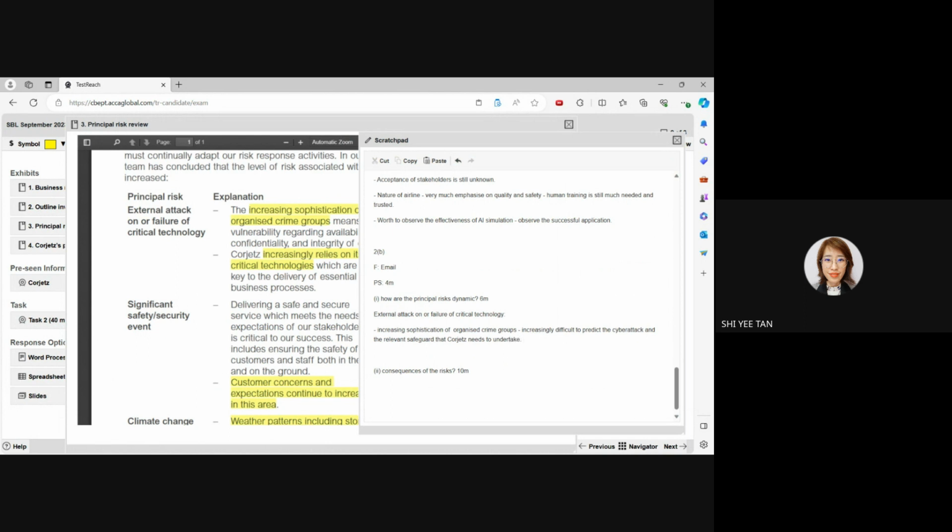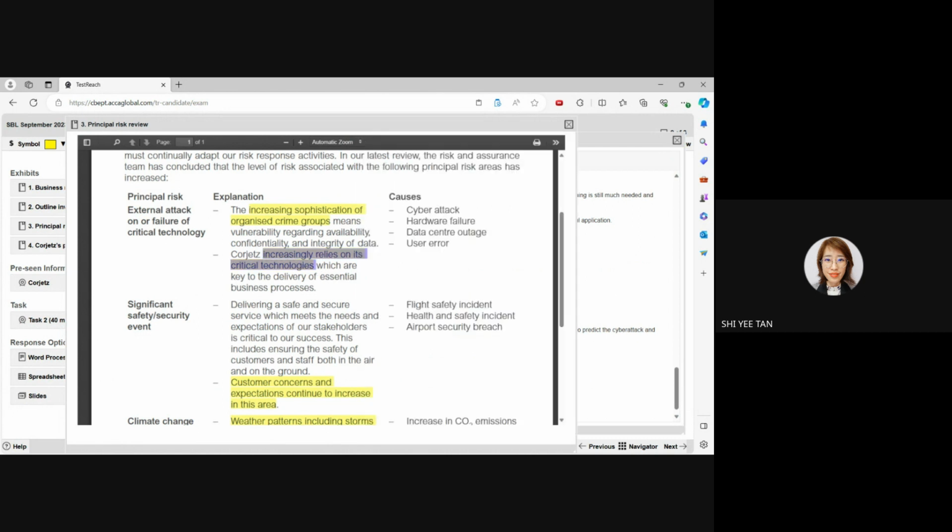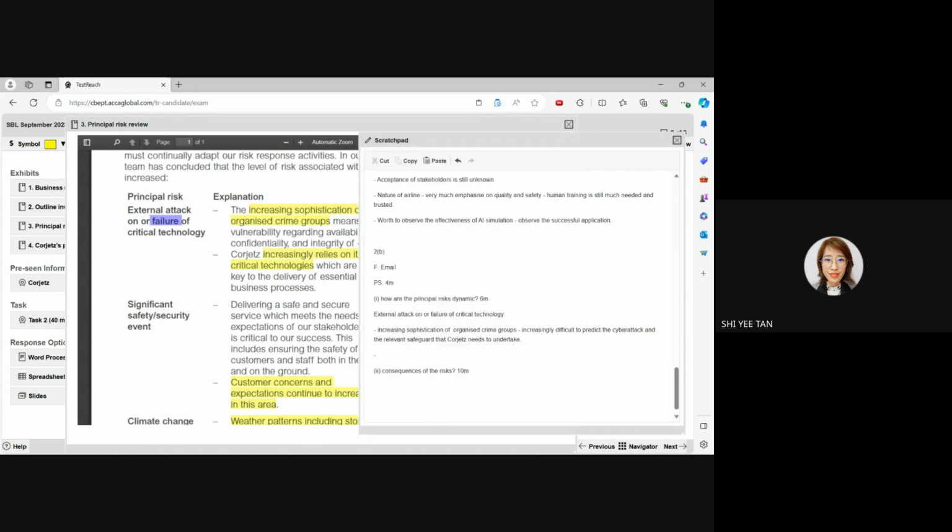Okay, it is increasingly difficult to predict the cyber attack and the relevant safeguards that Corjetz needs to undertake. Right, that's the first point. So that shows that it's dynamic, right? The risk is dynamic, keeps changing. The second one is because the company relies on critical technology. That's why the failure seems to be important, right? It's very significantly impacting the company.